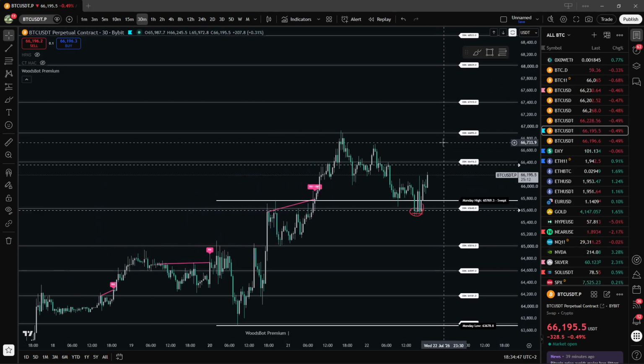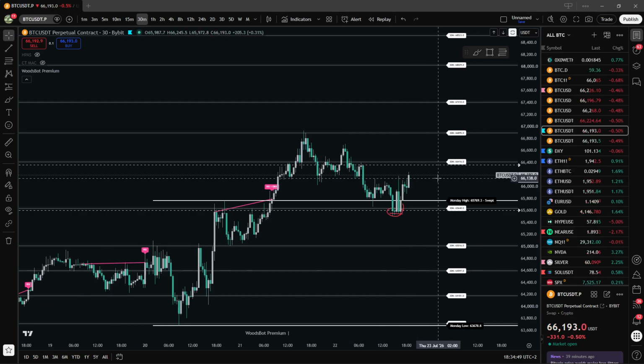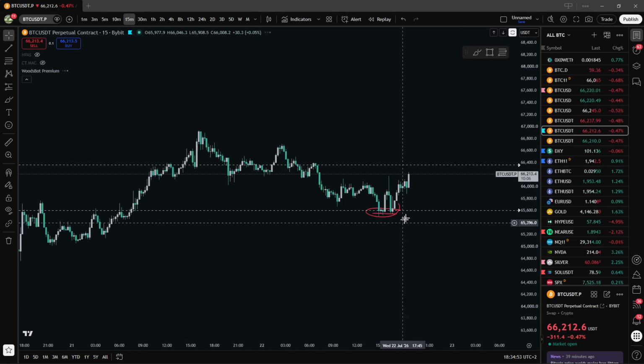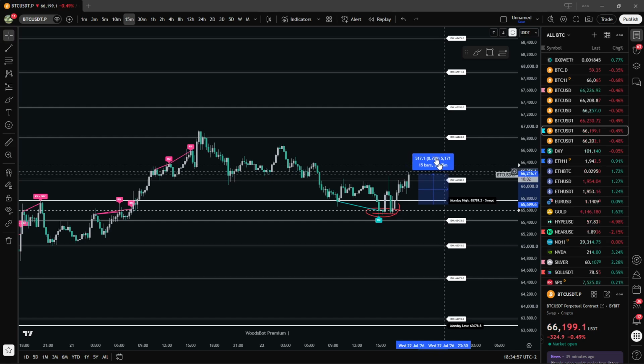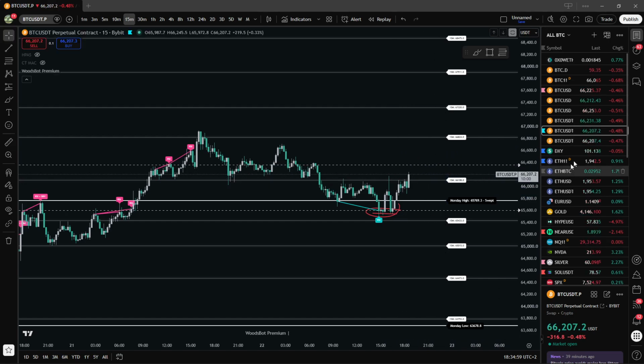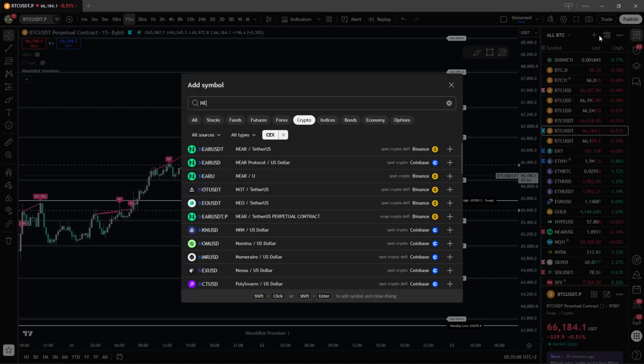Okay, my long position on Bitcoin is pumping a bit. I'm profitable for now. Nice to see. Almost 1%. Nice. Near. Let's have a look at Near.